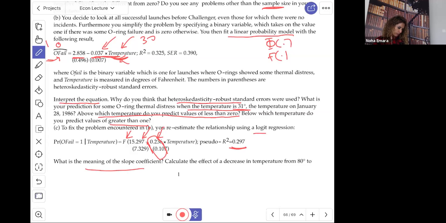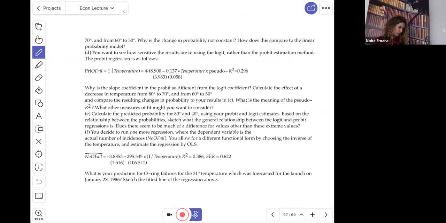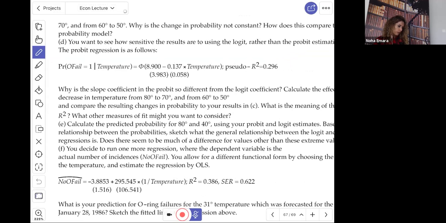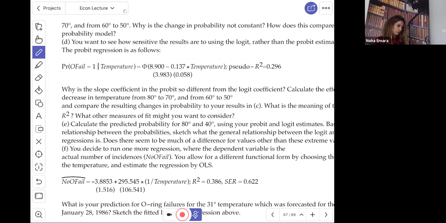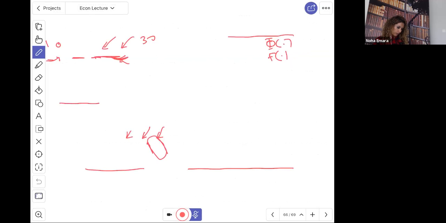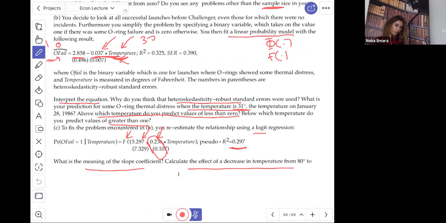I already said. Calculate the effect of the decrease in temperature from 80 to 70, right? And from 60 to 50. So remember, it's a drop of 10, right? Sorry, here, yes, a drop of 10. So you cannot just take this and multiply it times 10. You need to have two regressions, as we did with the example of income in owning a house.